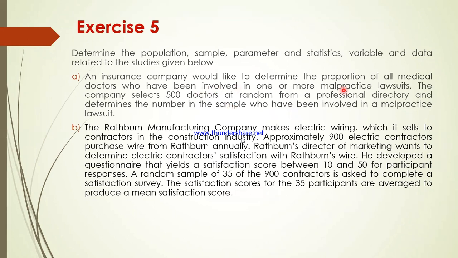Then put it in the second one, the sample. What is the sample? 500 doctors. Here you have to put it: the 500 doctors selected randomly from the professional directory. That will be the sample. Now you write the parameter.